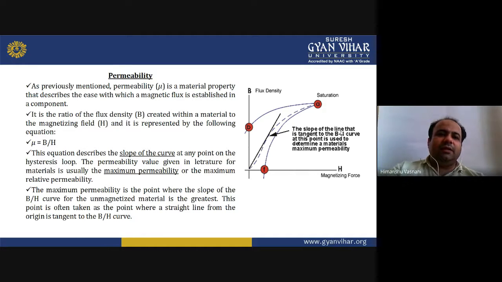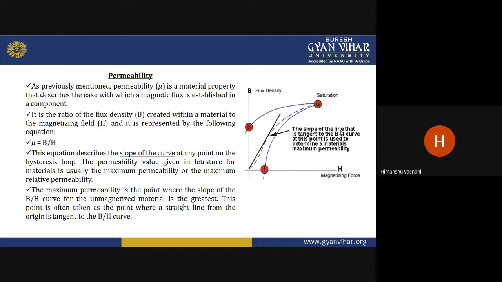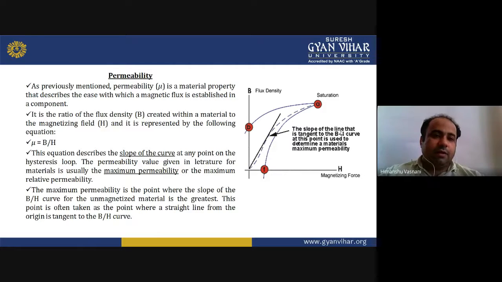So there you will see that the permeability is defined as the material property, that is the ease with which a magnetic flux is established in the component, and it is shown by the ratio of the flux density, capital B, created within a material to the magnetizing field, capital H. So it is shown by mu equals capital B upon capital H, where capital B is flux density and capital H is magnetizing field. You can also see it on the right hand side of the diagram.